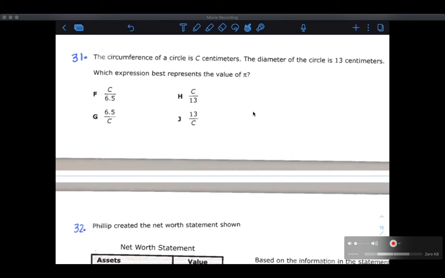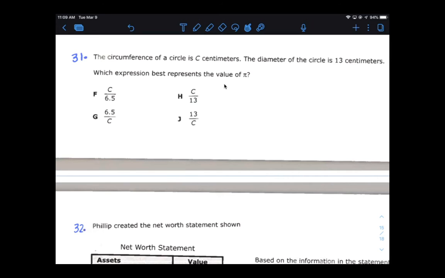Hello, hello, Accelerated Cobras. We're almost getting there. We are almost finishing this study guide. We're going to be more than ready to ace that benchmark test or checkpoint test that they're calling it now. Okay, here we go. Problems 31 to 35 today.